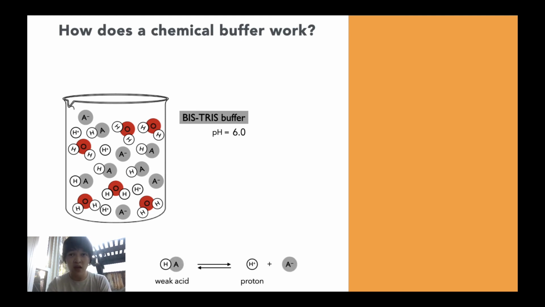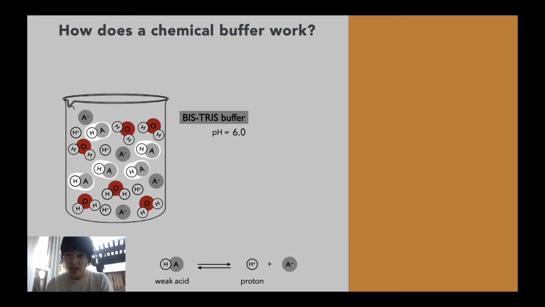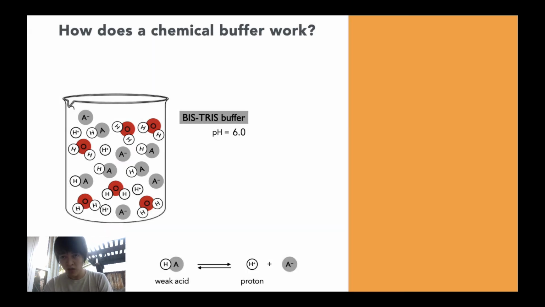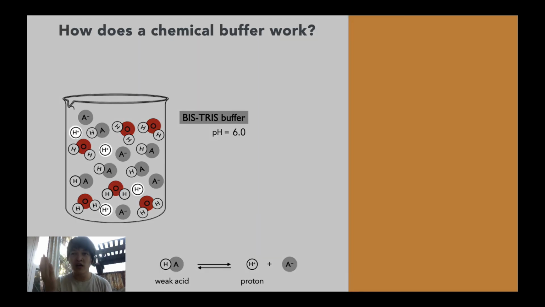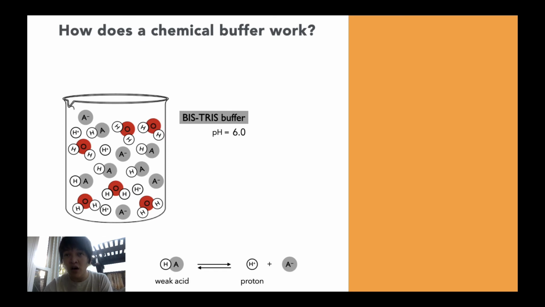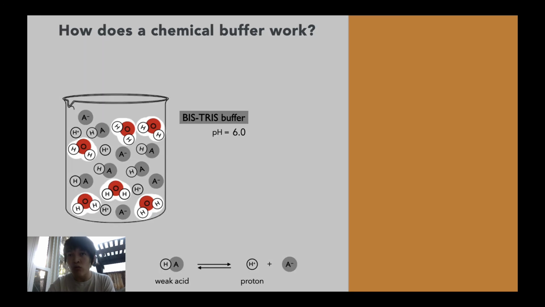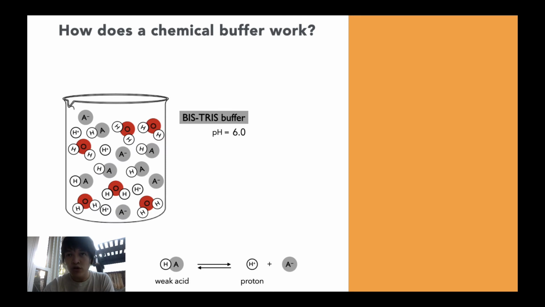That means that there's a weak acid, HA, in the beaker, and it's only partially dissociated into its H+ ions and A- ions. Since it's partially dissociated, this explains why there's a double arrow. There's also water in this beaker. The bis-tris solutions usually have a pH around 6.